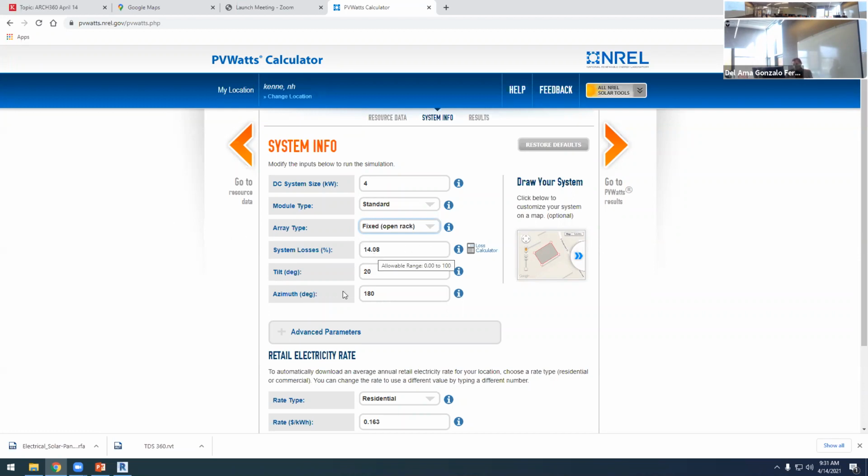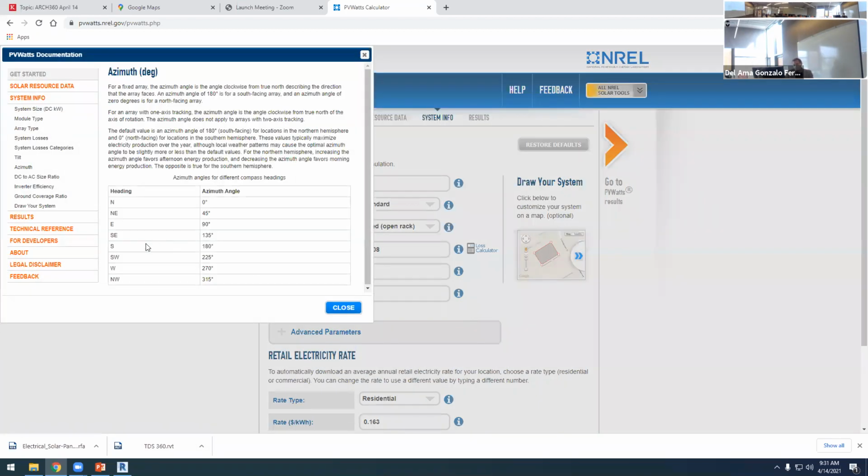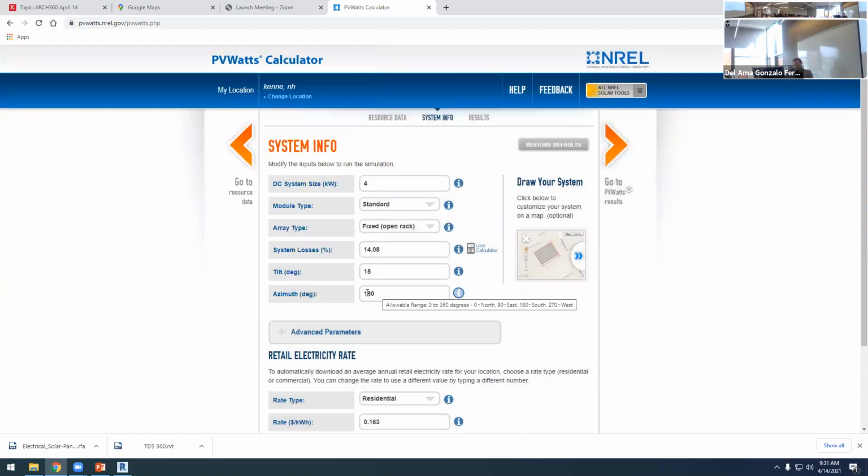14% is something acceptable. The tilt, well, we have to use 15 because this is the actual tilt that we have here in this first. And then the azimuth is 180. Here, 180 is south. Okay. So the azimuth is the angle, and it takes into account the orientation. If we have south, it has to be 180.